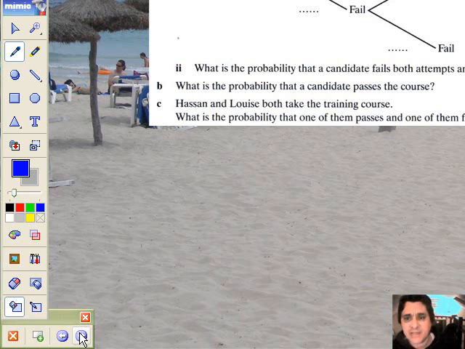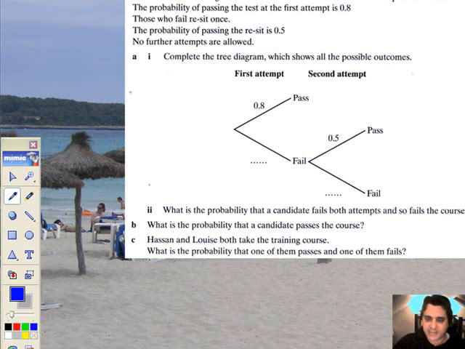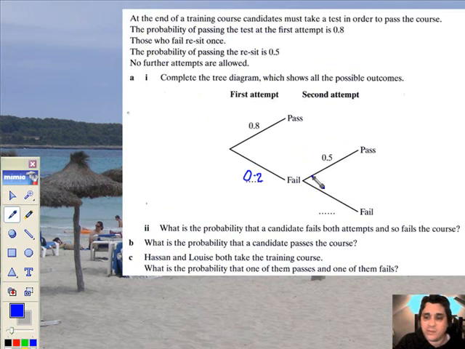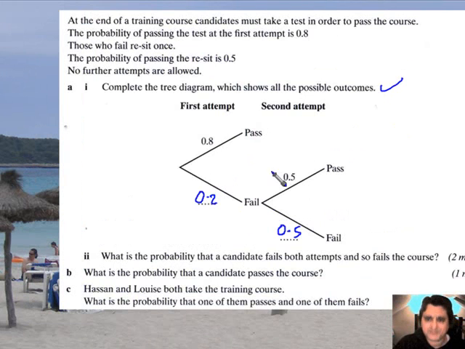The probability of passing the test at the first attempt is 0.8. That's what you've got there on the tree diagram. And those who fail the test can resit it just the once, and the probability of passing the resit is 0.5. Okay, so we've got 0.8 pass first go. Therefore we have 0.2 if you fail. If you fail the first go, you can retake it, and the probability of passing is only 0.5. And the probability of failing again is 0.5. Again, these two branches add up to 1, these two branches add up to 1. Complete the tree diagram, done it.